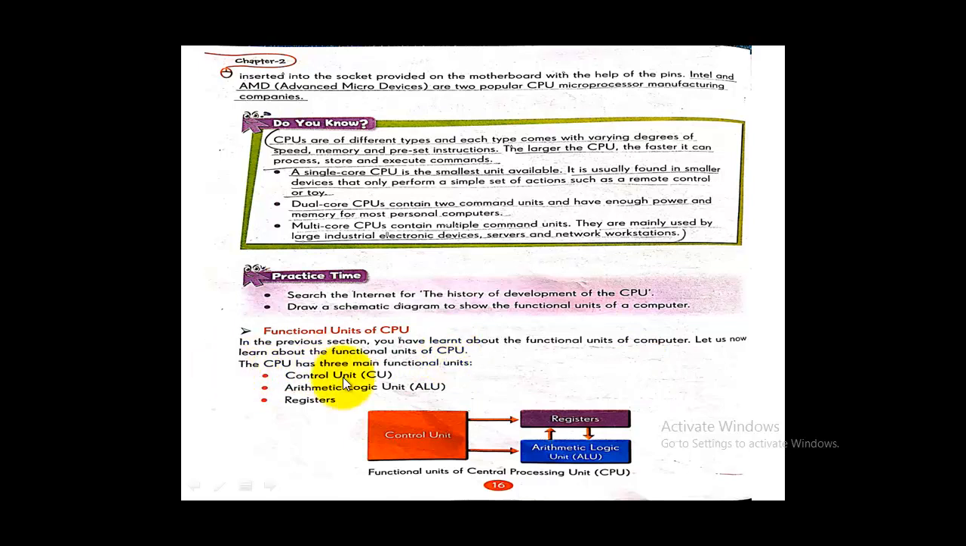The CPU has 3 main functional units. How many main functional units does a CPU have? Okay, I can ask a question like this. How many main functional units does a CPU have? A CPU has 3 main functional units. The first one is control unit, that is CU. Arithmetic logic unit, that is ALU. And the third is the register.